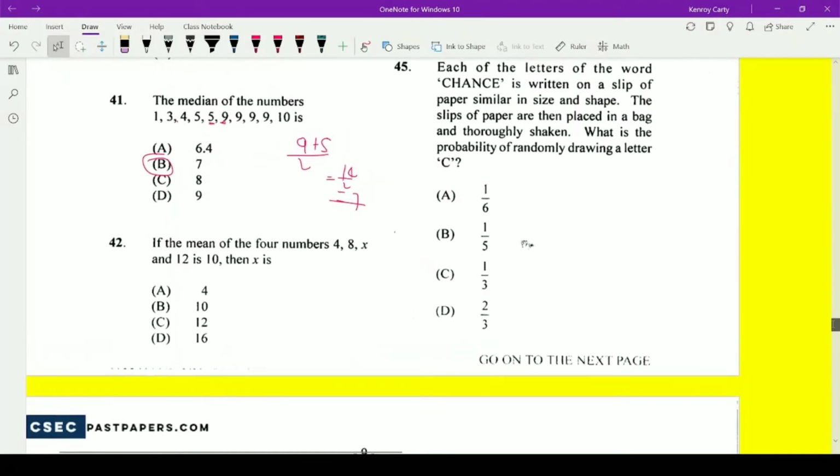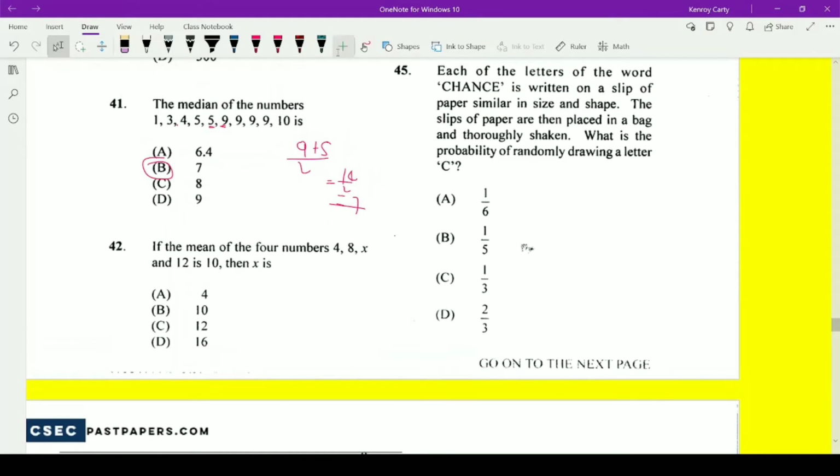Question 42 says if the mean of four numbers 4, 8, x, and 12 is 10, then x is... Oh, this becomes an equation. So that's why you have to learn to solve the equation. How do we get the mean? We add all the numbers and divide it by the amount of them. So 4 plus 8 plus x plus 12.